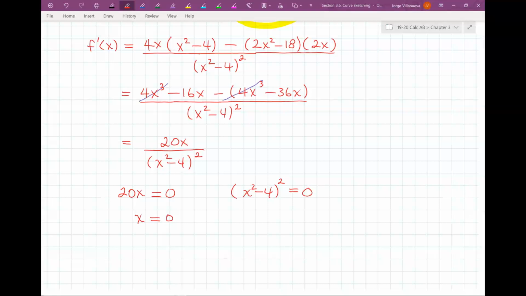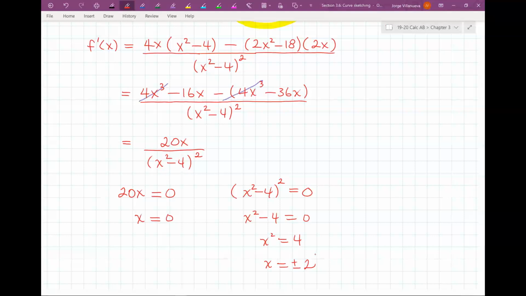Well, we take a square root of both sides. We get x squared minus 4 equals 0. We're going to add the 4 over. So x is equal to plus or minus 2. Now, x equal to plus or minus 2 and x equal to 0 are my critical numbers.